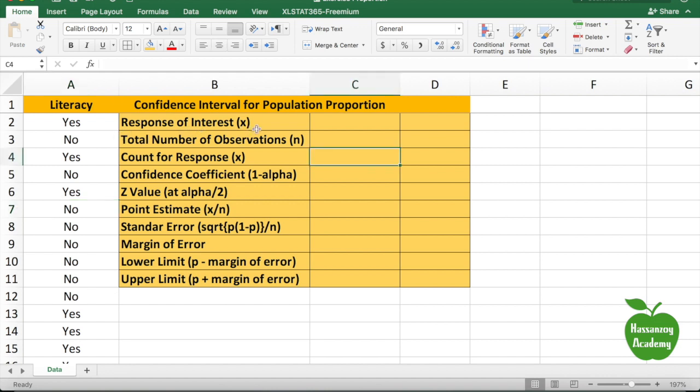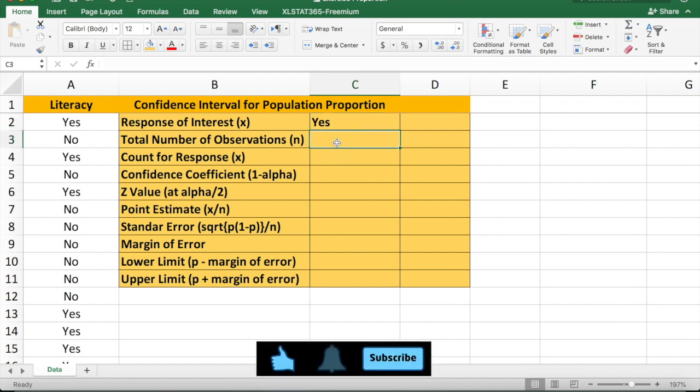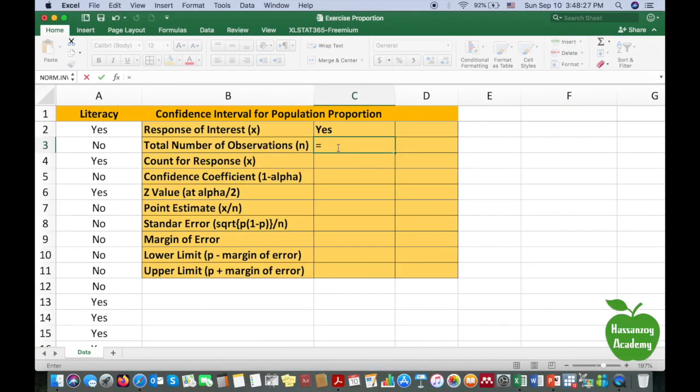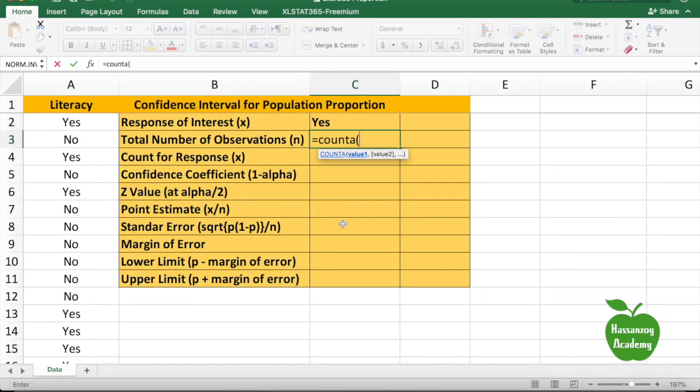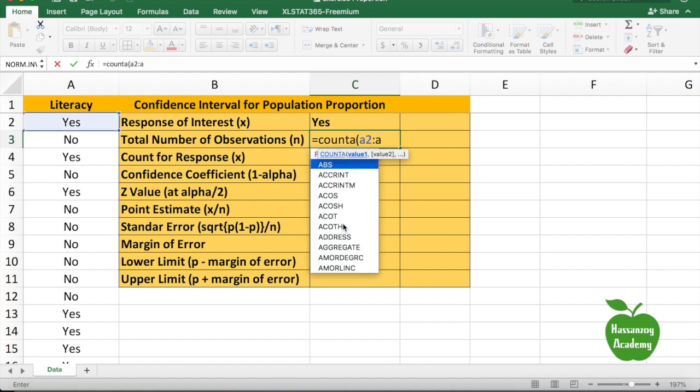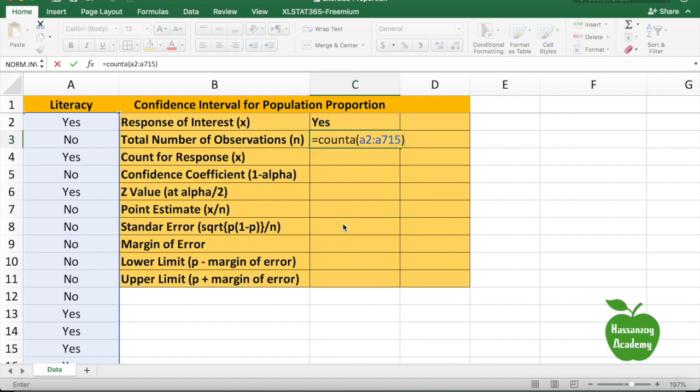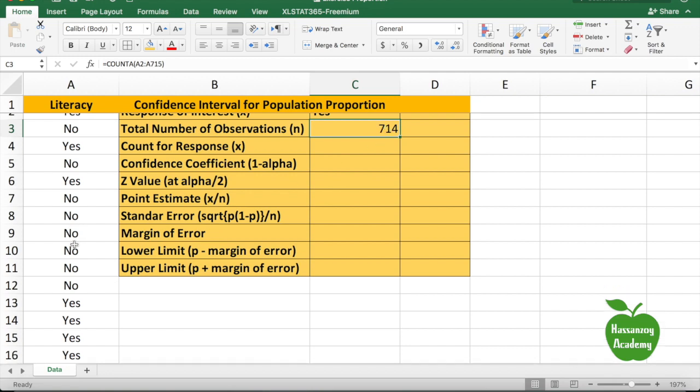The response variable of interest is yes, which we denote by X, and it shows that a farmer is literate. To find out the total number of observations that we have, we use the COUNTA function of Excel. Type equal to and then type the COUNTA function and give the reference of your data. Our data are in column A from first row to 715th row. So I type A, row 2 to row 715 and then press enter. So in total we have 714 observations.